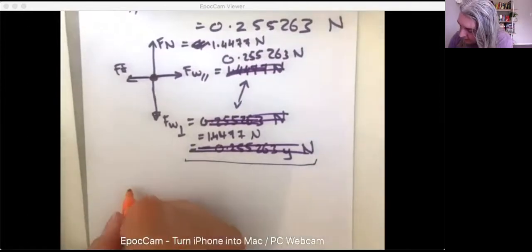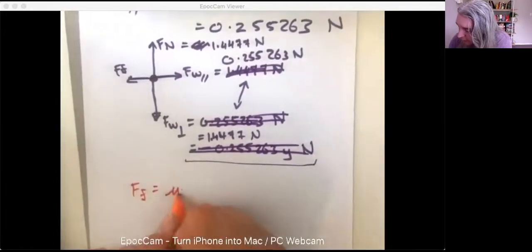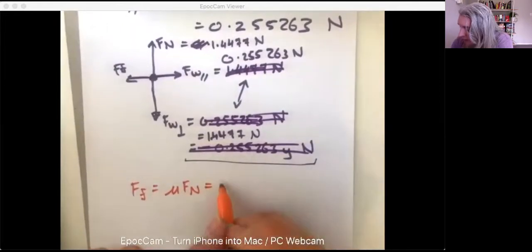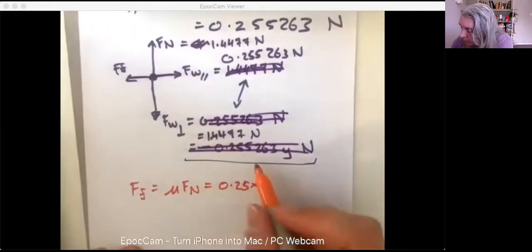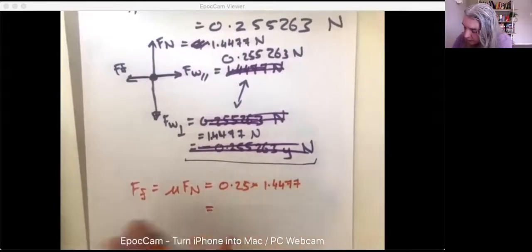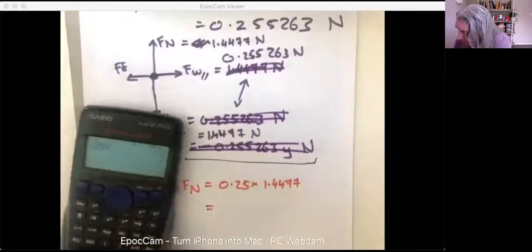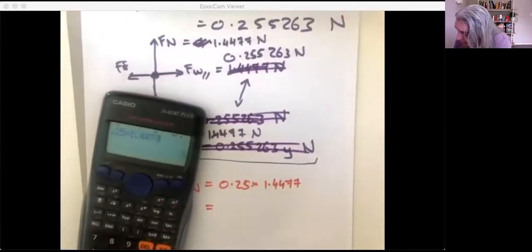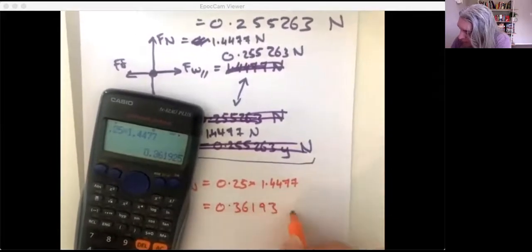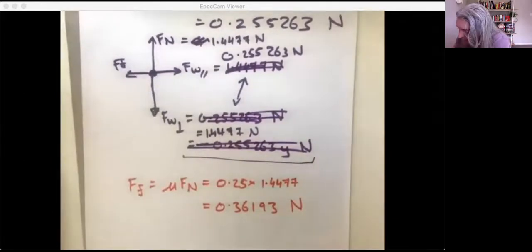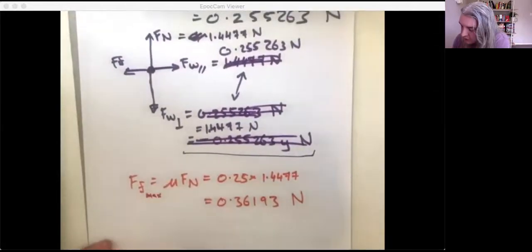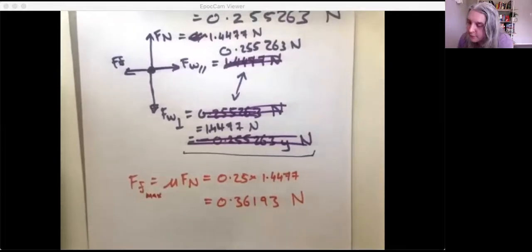So now we can figure out the friction force. We do know the friction force is equal to mu times Fn, and we now know Fn, and we were already told mu, so that is 0.25 times our normal force of 1.4477 newtons, which gives us 0.25 times 1.4477 is 0.36193 newtons. So there is our friction force. Sorry, I should say maximum friction force. That's what we've calculated, our maximum friction force.